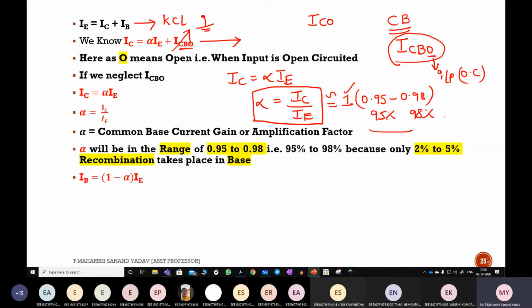This concept will come into the picture while solving the problems. This value becomes very important. 0.95 to 0.98. Why? Because 2 to 5% recombination is taking place in the emitter or base? Base.